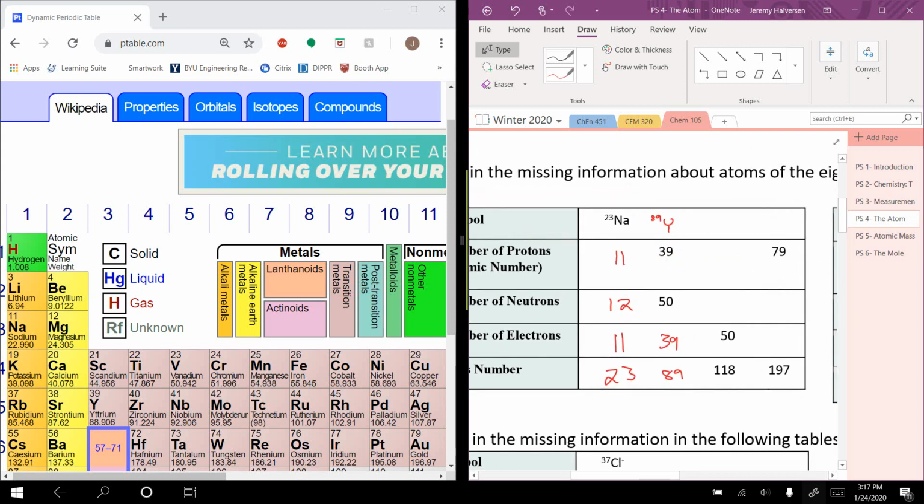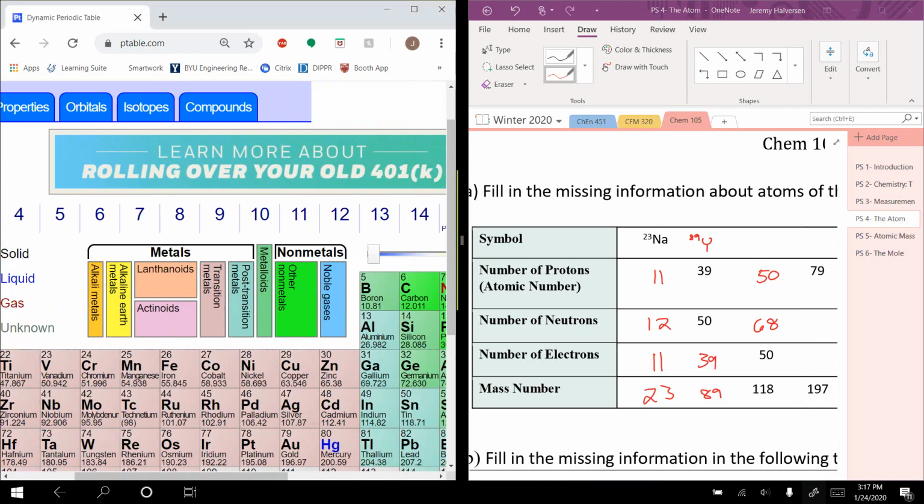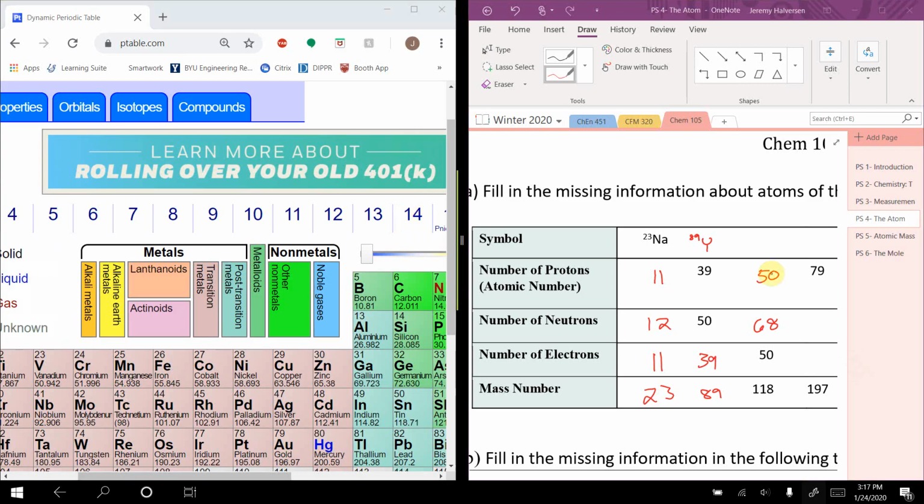Hopefully you get the hang of this pretty quick. I'm going to start moving through them pretty quickly. So we know protons and electrons are equal, so that's 50. If the mass number is 118, then the neutrons must be 68. And if it's 50 protons, then the periodic table says it should be Sn, which is tin. So we're going to have Sn 118.